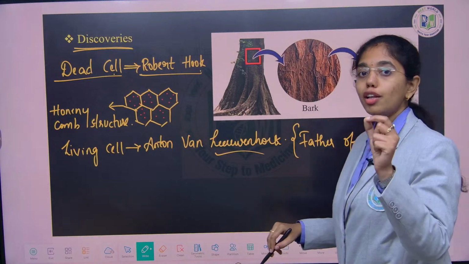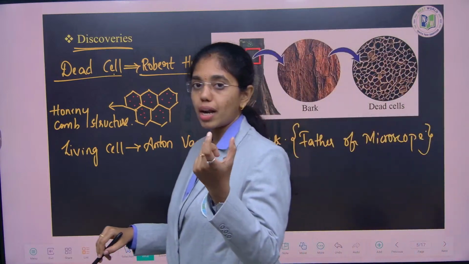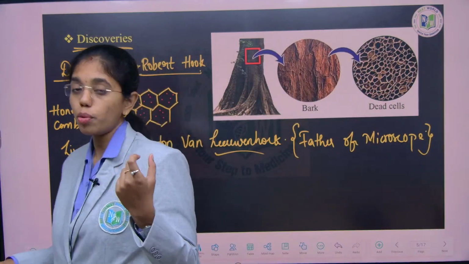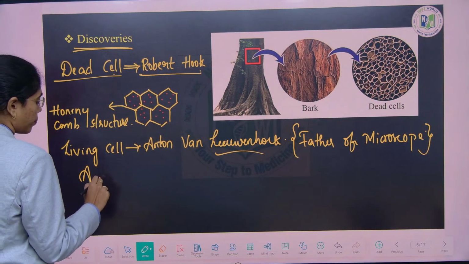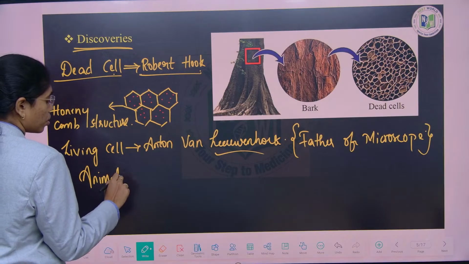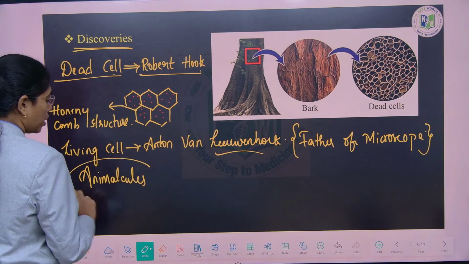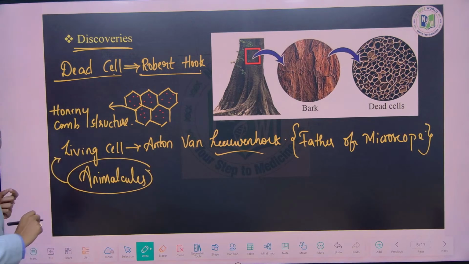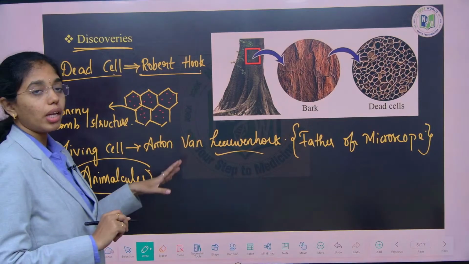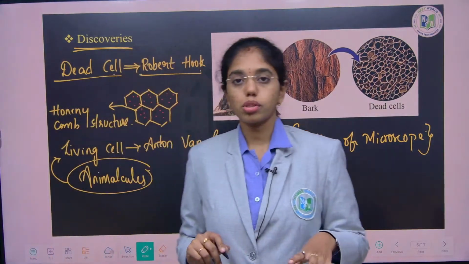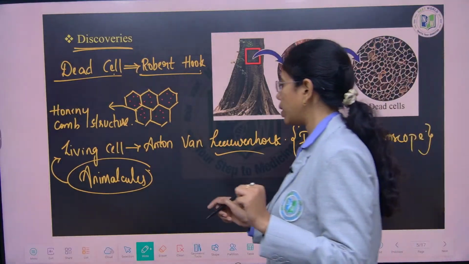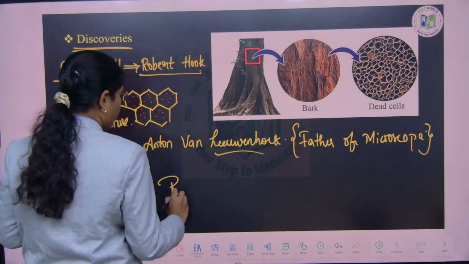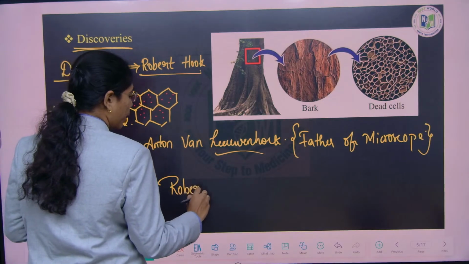As they are small unicellular organisms which were observed moving under the microscope, he initially named them animalcules. Later, it was observed as what? Living cells, but he initially named them what? Animalcules. Then, after these basic cell discoveries, one more discovery we need to highlight, that is of Robert Brown.